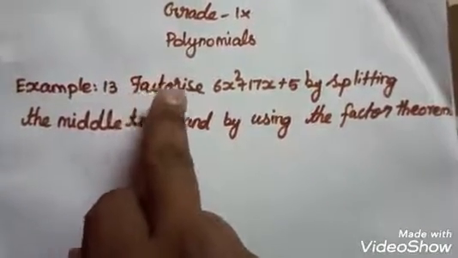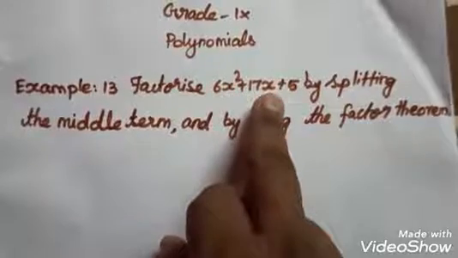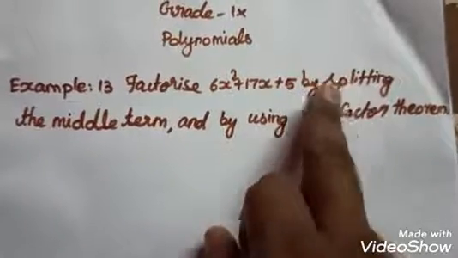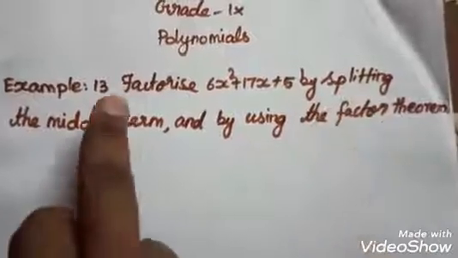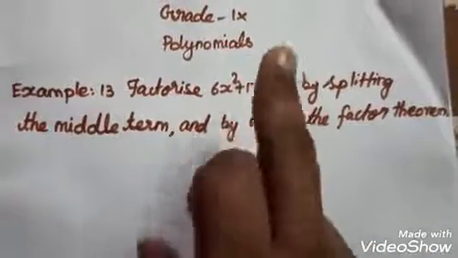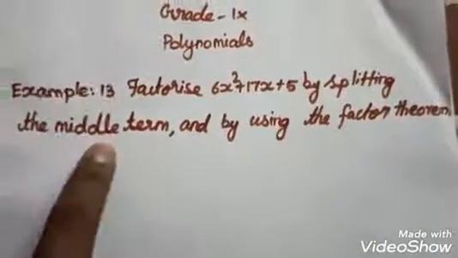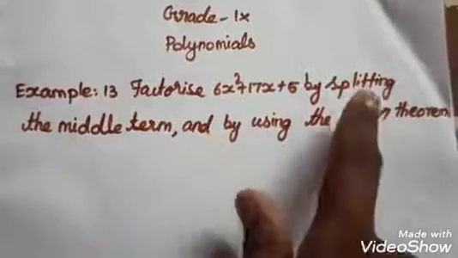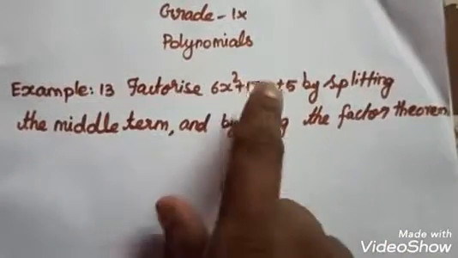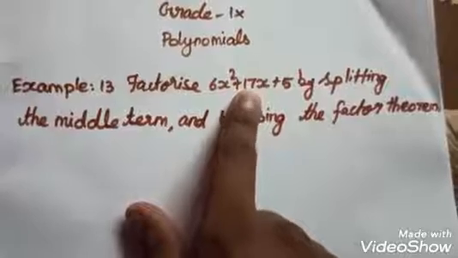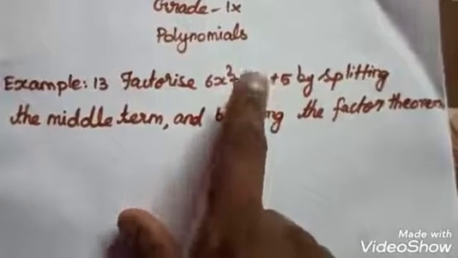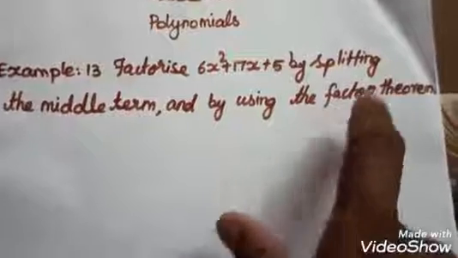Factorize 6x square plus 17x plus 5 by splitting the middle term and by using the factor theorem. So here I need to find two solutions. One solution I find by splitting the middle term. This 17x is the middle term, and I need to split it. That is one method. Another method is by using the factor theorem.